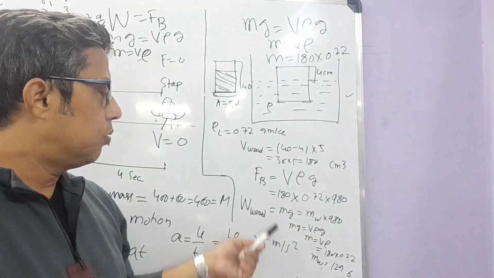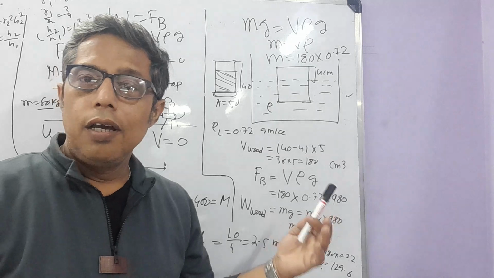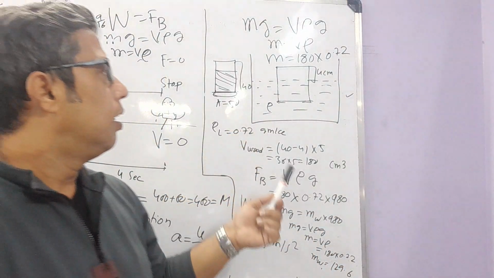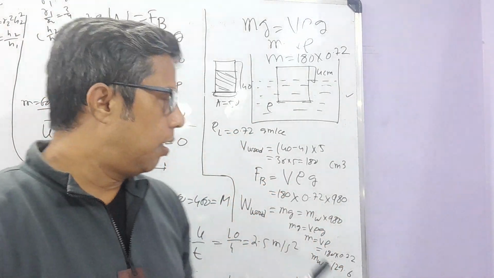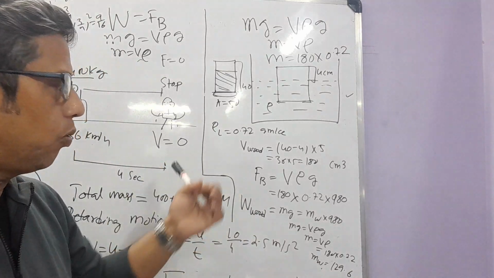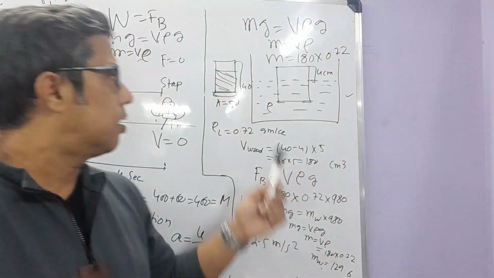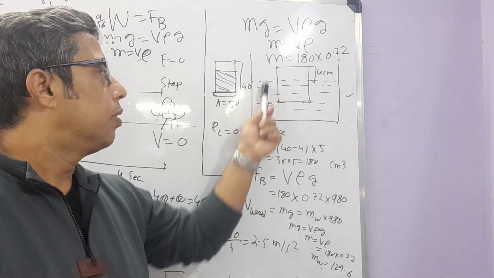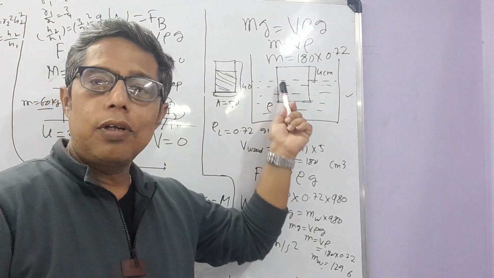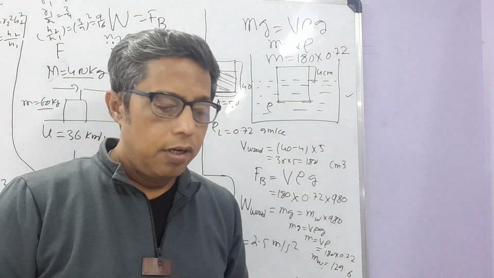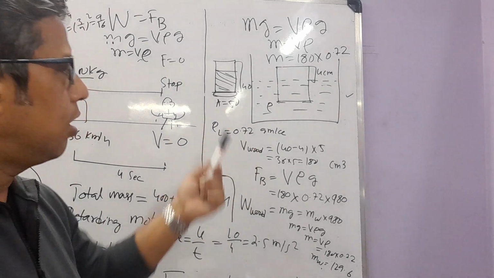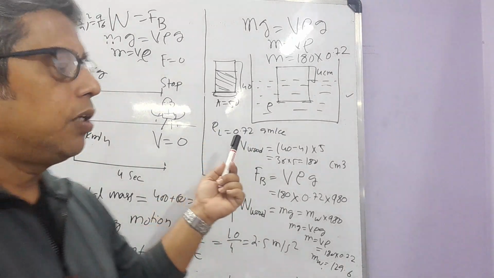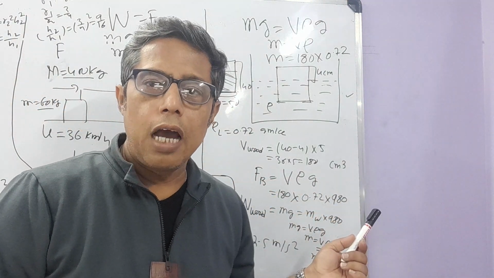So equalizing these two, we get the mass of the wood, and from the mass we will get the density, because we have the mass and we have the total volume of the wood. Total volume is 40 into 5. So with the total volume and the total mass of the wood, we will get the density of the wood. This kind of thing you may receive in your annual exam paper.